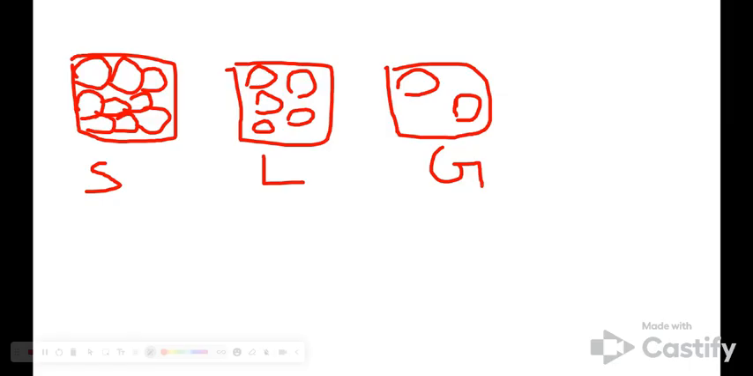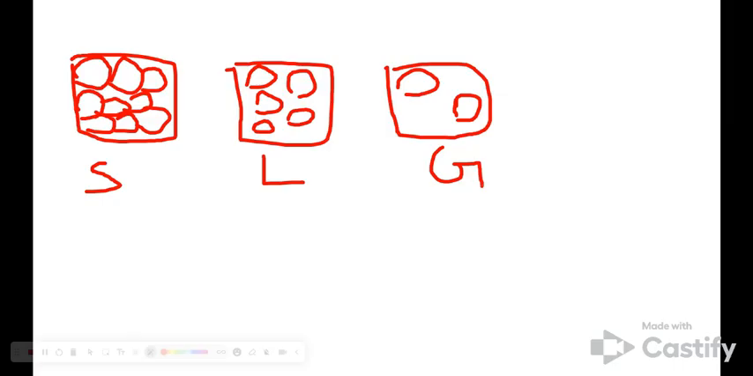Let's move on to the solid. In a solid, particles are placed very close together. Solids are tightly packed, and they have mass. All matter has mass, including solids as well. The particles are arranged in an organized way. Most solids have a fixed ordered structure.